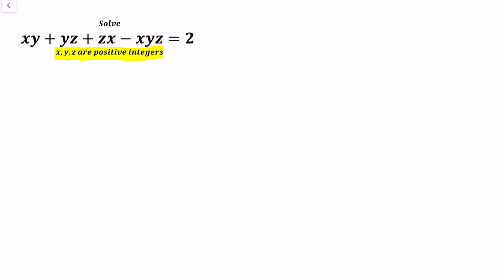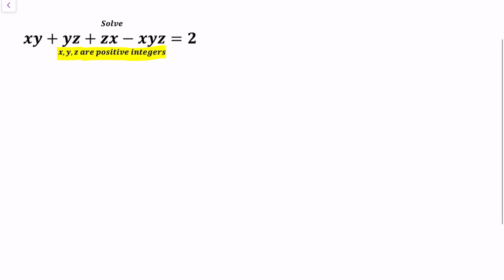Okay, so one way to solve this, if we simply use substitution, is to let a be x minus 1, b be y minus 1, and c be z minus 1. The motivation for this substitution is that we want to get rid of this 2 somehow, right? Okay, so if we plug that in, what will we have?